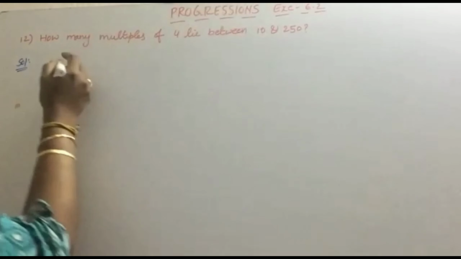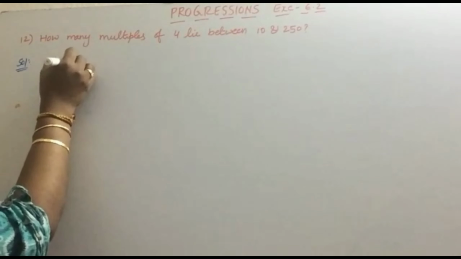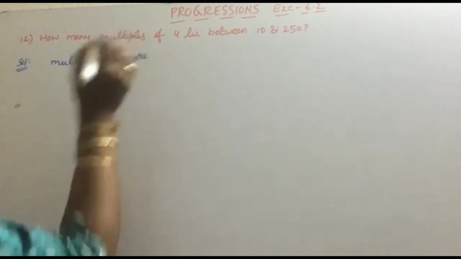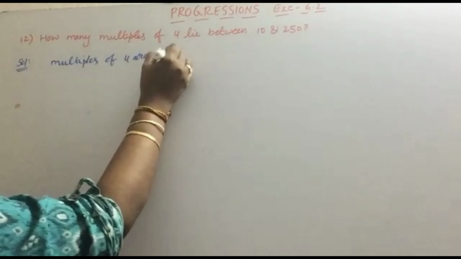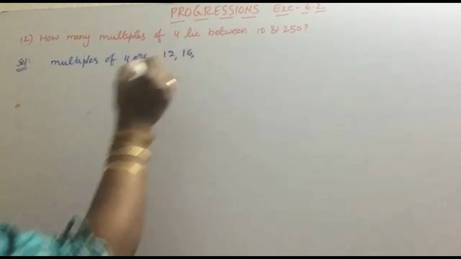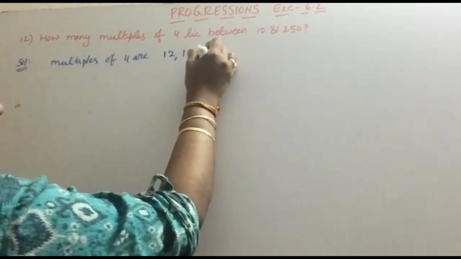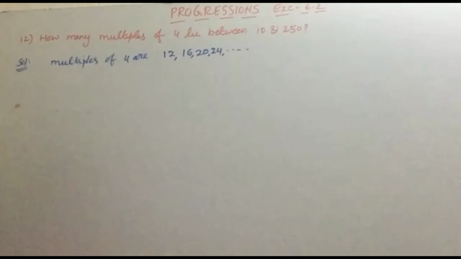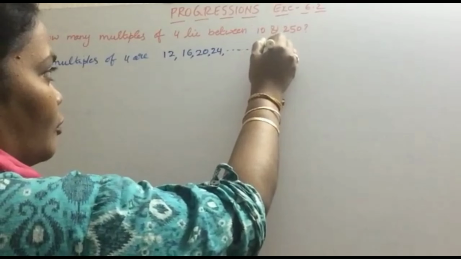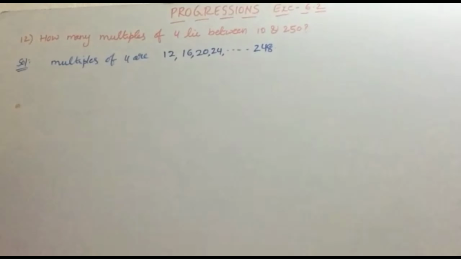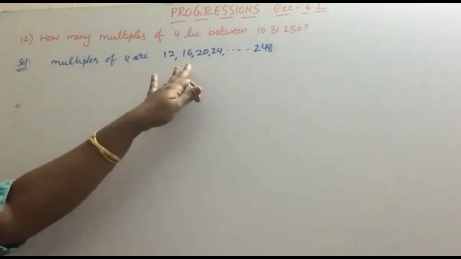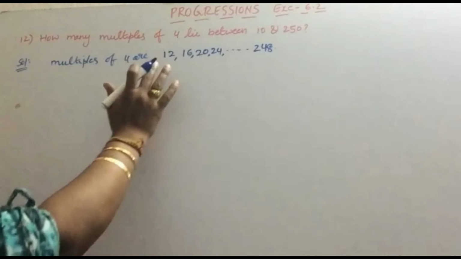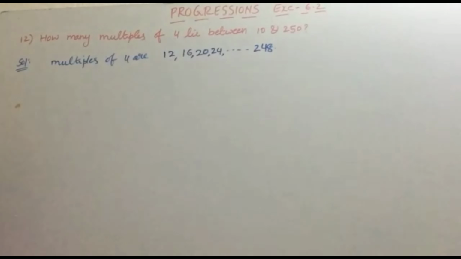So, multiples of 4 are 12, 16, 20, 24 and so on up to 248. So these are the multiples of 4 up to 250. Now we will take this as an AP.